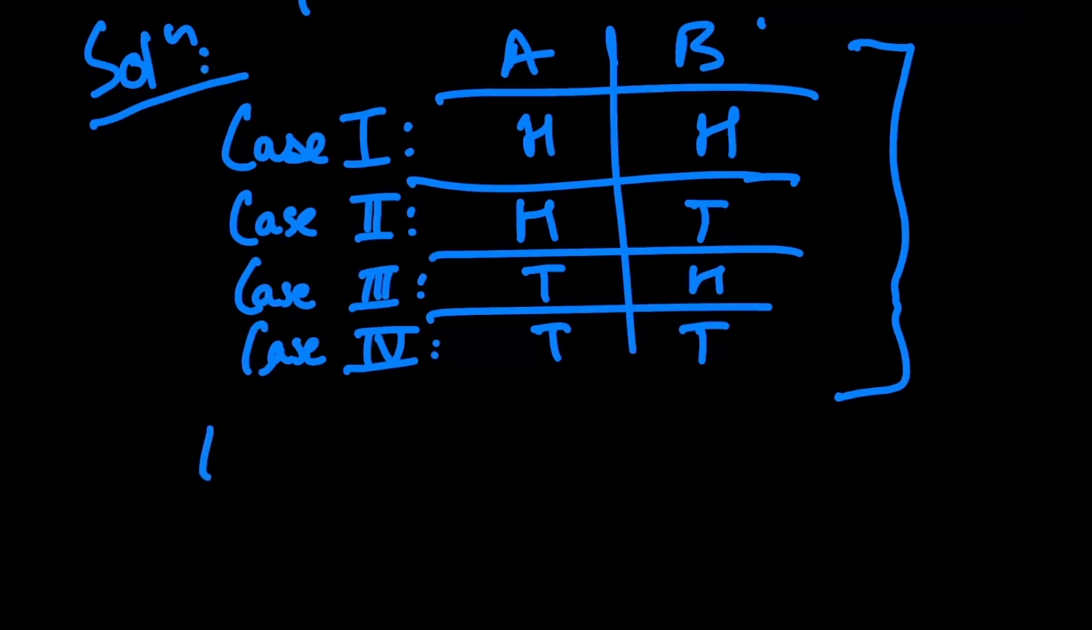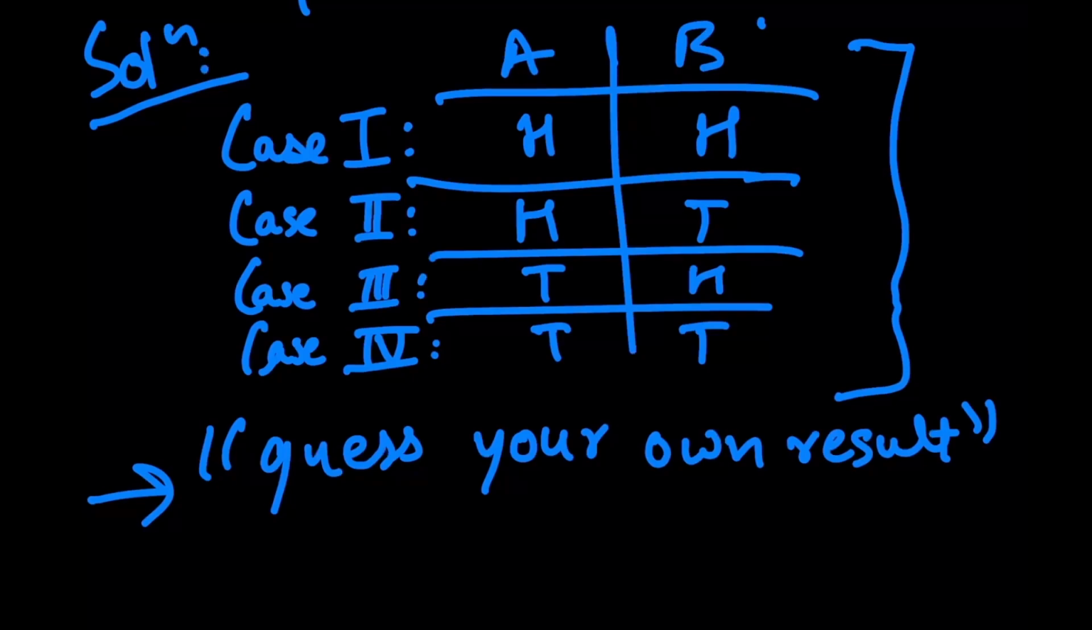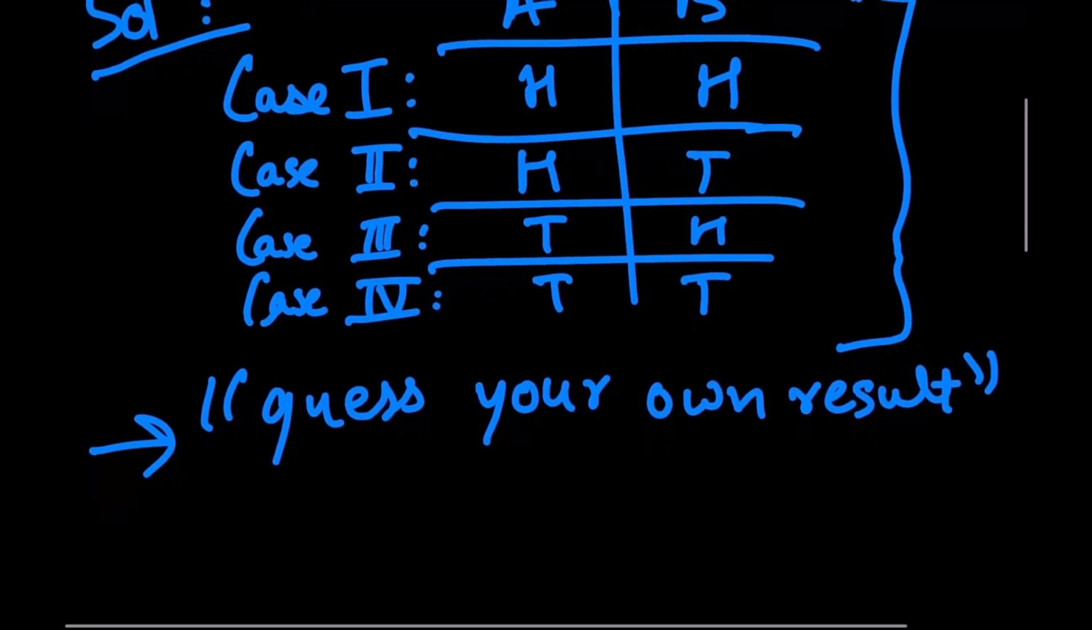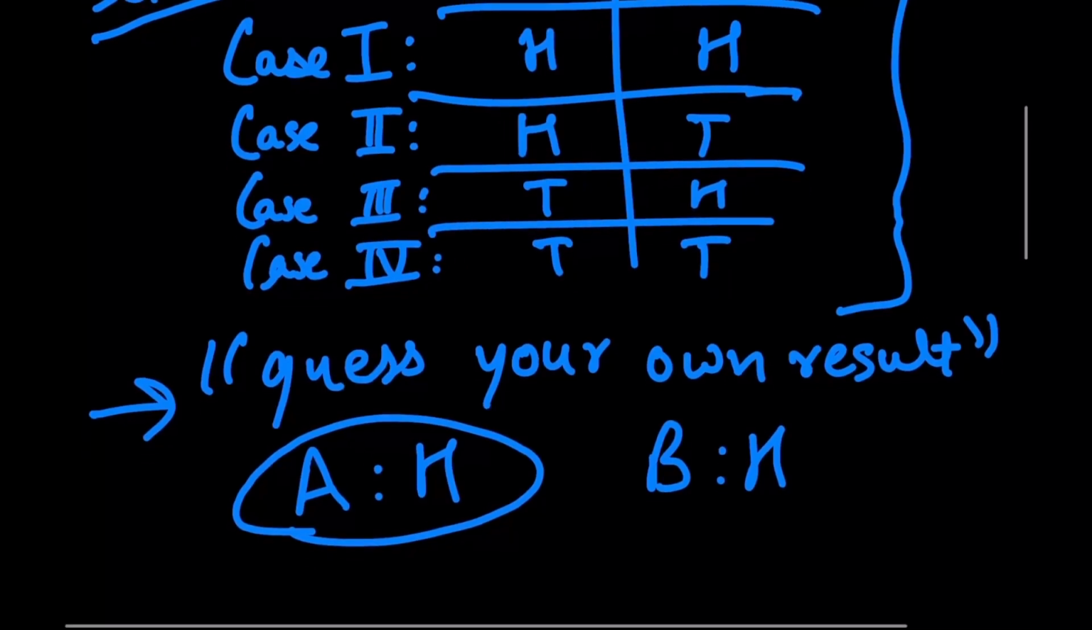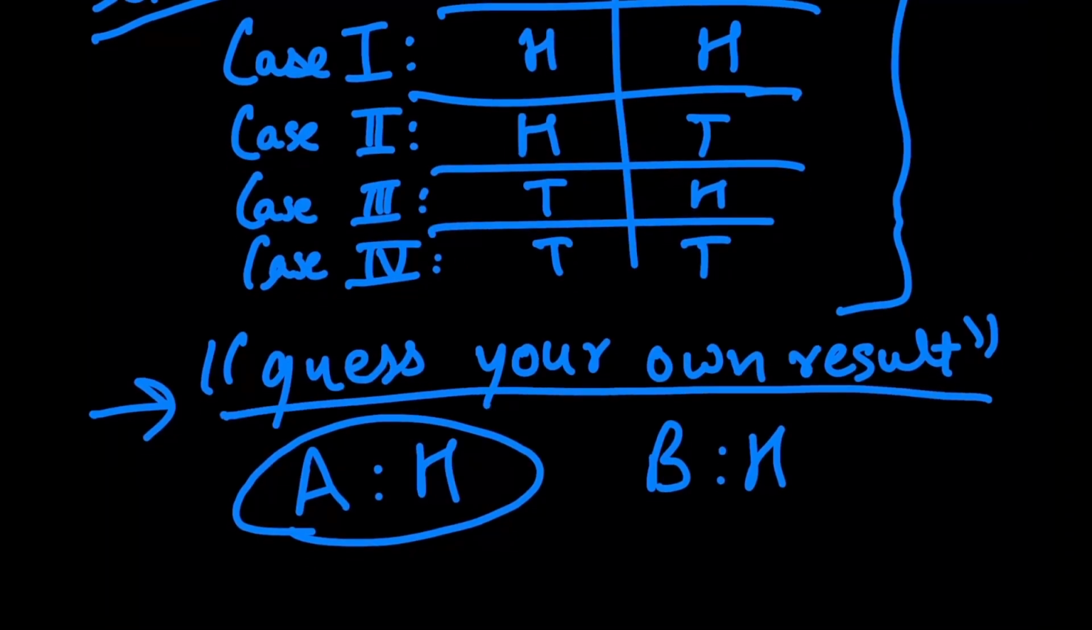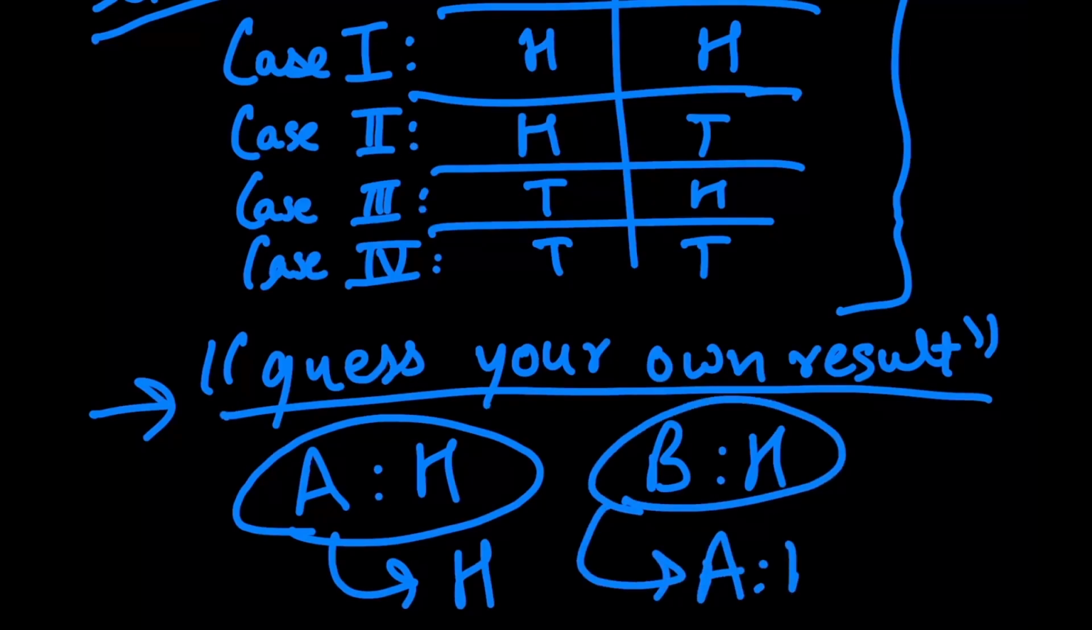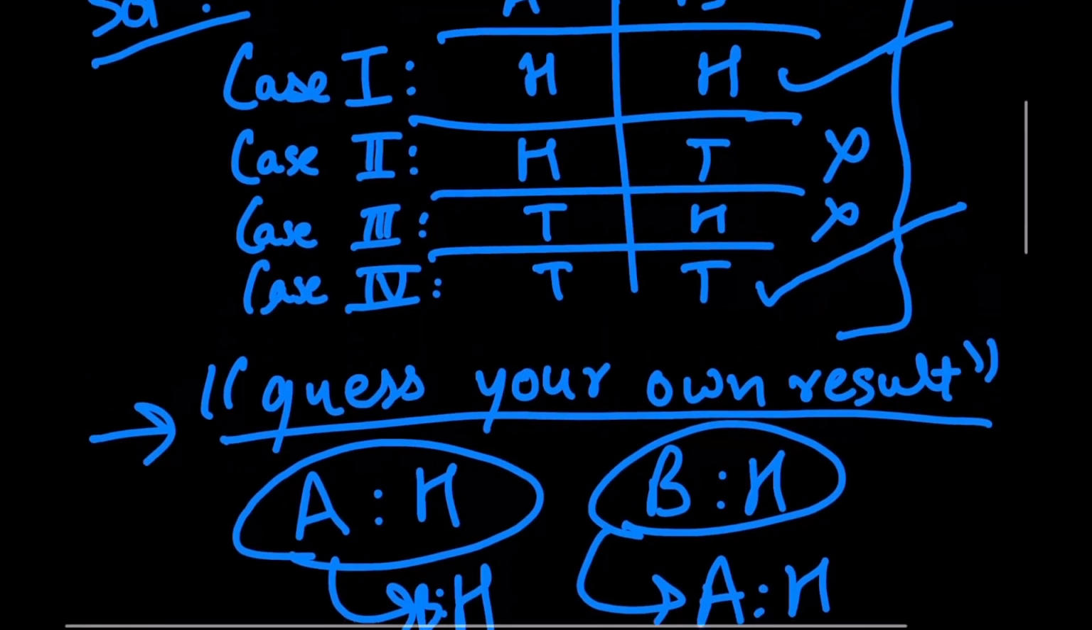The first is to guess your own coin result. Now, what does this mean? Well, try to think about each case. If A got a head and B got a head, A is going to see his head, and according to the strategy, he's going to guess B also got a head, and B is also going to guess that A got a head, right? This is going to work for this case. It's also going to work for the case where both of them get tails, but it's not going to work for these two cases where both of them get different results.